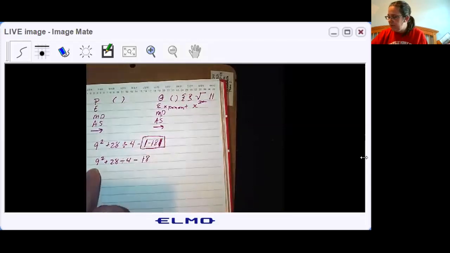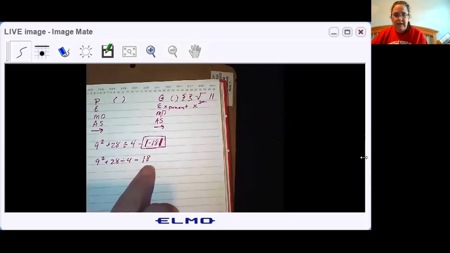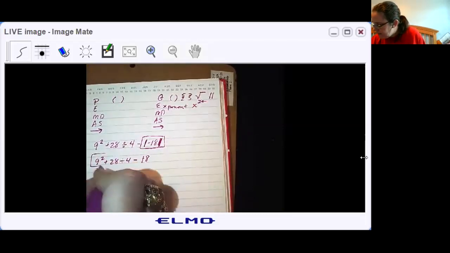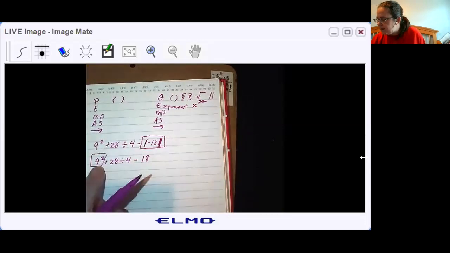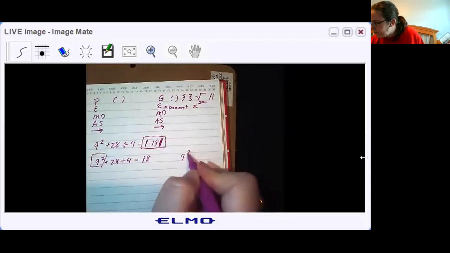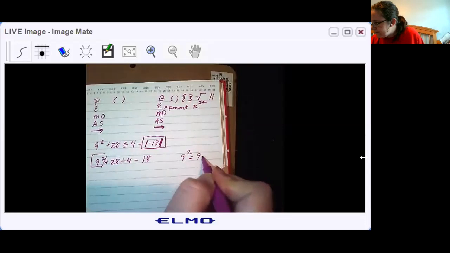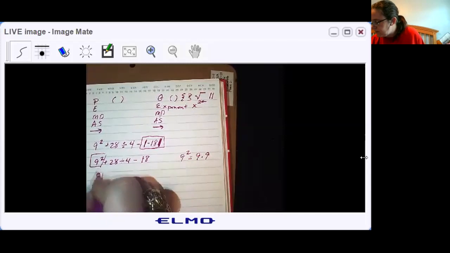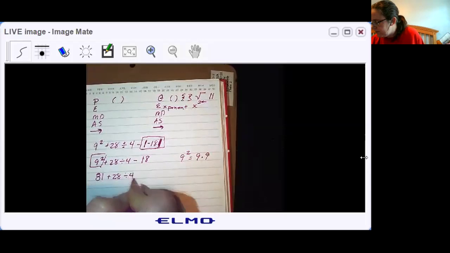Let's look at our problem again. We have 9 squared plus 28 divided by 4 minus 18. Well, I don't have any more groupings, but I do have an exponent. Well, what does 9 squared mean? 9 squared means 9 times 9. 9 times 9 is 81. So that sign change. I write everything else down just the way it was before.